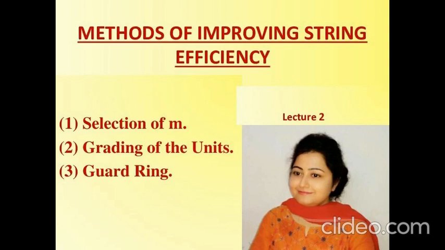Now these are the three methods of improving string efficiency. The first one, the selection of m, the second one, grading of the units, and the third one, guard ringing. Come to the first point, that is the selection of m. We know that the performance of the string is dependent on the value of m. As m is increased, how is m increased? By increasing the length of the cross arm, which reduces the shunt capacitance. So the division of voltage becomes more equalized. But if m is, say, 10, then it is uneconomical.